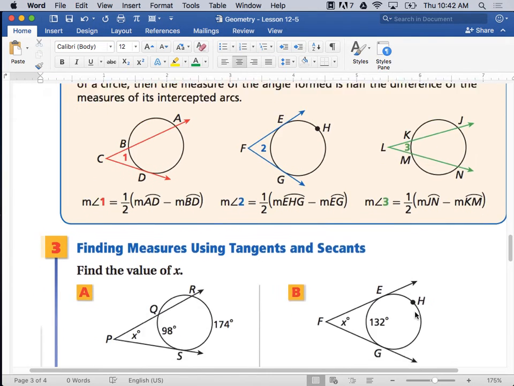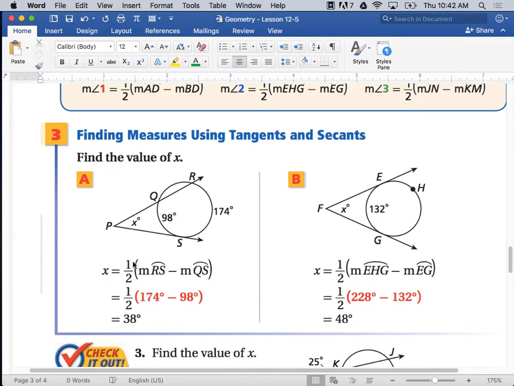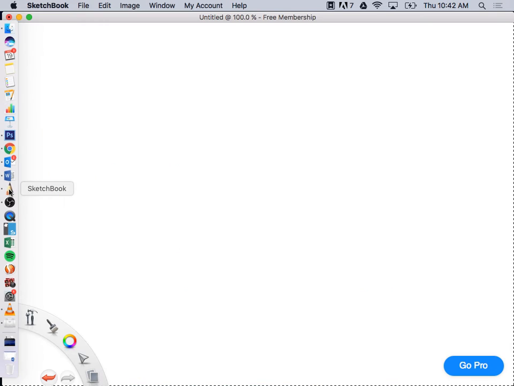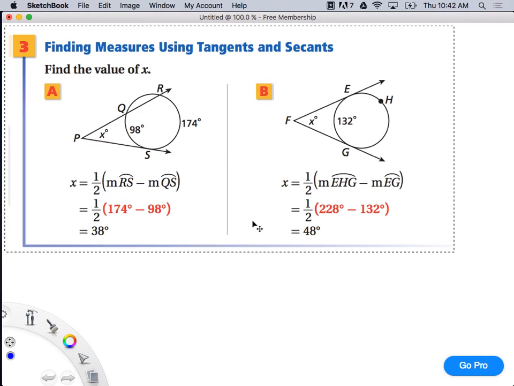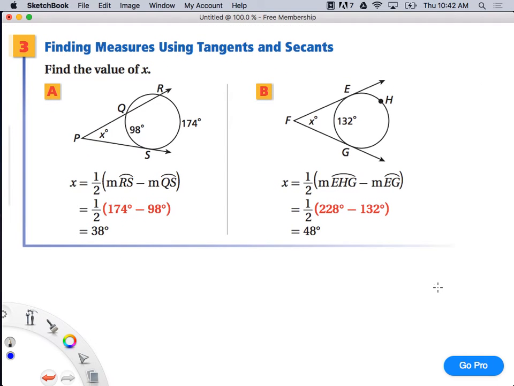Okay, so let's look at these examples. Look, in this example, it's asking for this angle x. You see, the vertex is outside of the circle, right? So I know that this angle is half of the difference between these. So it's 1/2 of 174 minus 98. 1/2 of that is 38 degrees, you see?